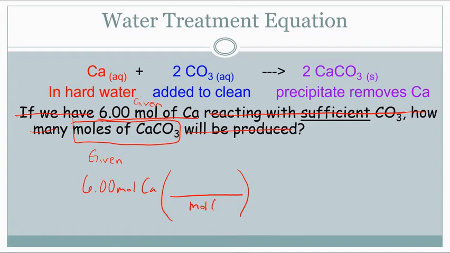Moles of my given go on the bottom. Moles of my question, or what I'm going to, go on the top, and I'm going to look at my balanced equation. So I have a 1 in front of my calcium, and I have a 2 in front of calcium carbonate. So 6 times 2 divided by 1, make sure moles calcium cancel, and I end with moles calcium carbonate. I end up getting 12.0 moles of calcium carbonate.